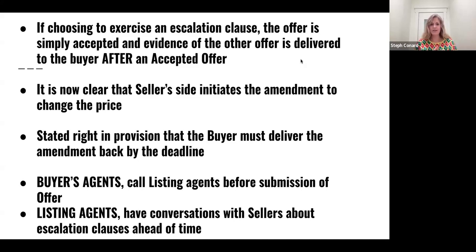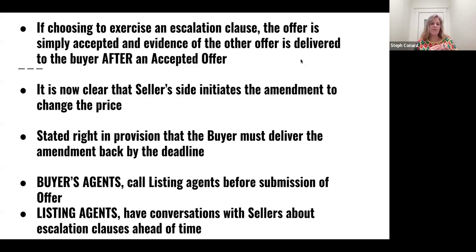As buyer's agents who are submitting an offer, that's part of our protocol. We need to be calling the listing agents to ask those questions. And again, in the realm of establishing rapport with a listing agent, you always want to call them ahead of time. Listing agents too.